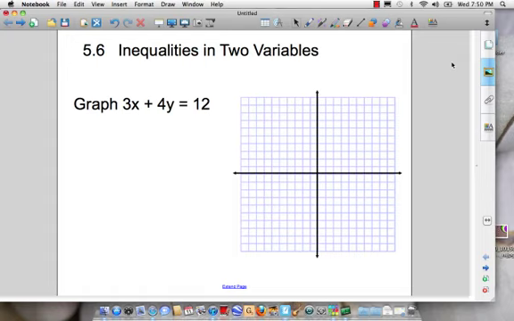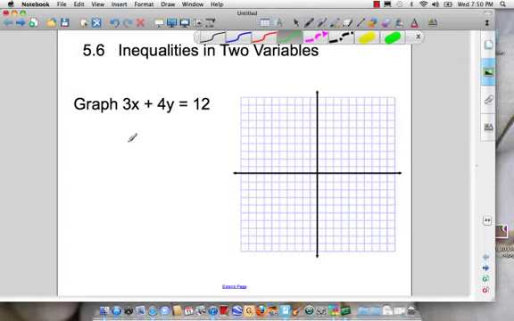This lesson goes over solving inequalities in two variables. So far, our study of inequalities has involved inequalities with one variable, for example, 3x is greater than 7. Now we're going to look at inequalities in two variables. But before we do that, let's just review what you do when you have an equation in two variables.